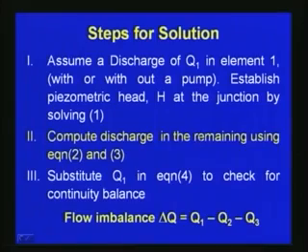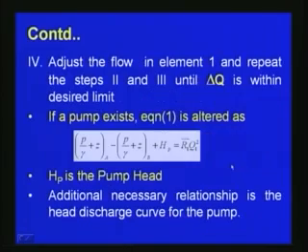Basically, we start with some assumption of the flow through one of the pipes, and then accordingly we solve equation 1 and equations 2 and 3, which are the energy equations, and then we put back into the continuity equation and see whether there is an imbalance, and if there is an imbalance we will again iterate. So, it is an iterative procedure; the solution is iterative. Then the 4th step is we adjust the flow in element 1 and repeat steps 2 and 3 until delta Q is within the desired limits.